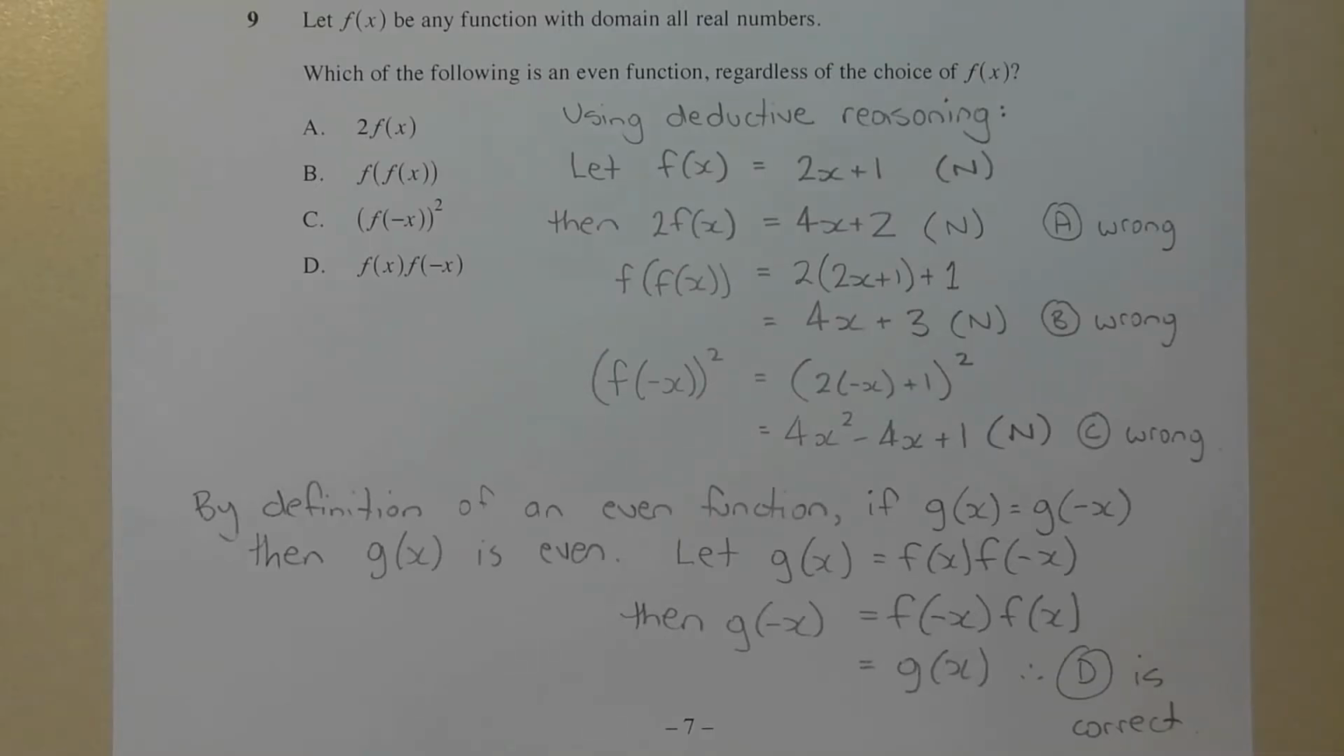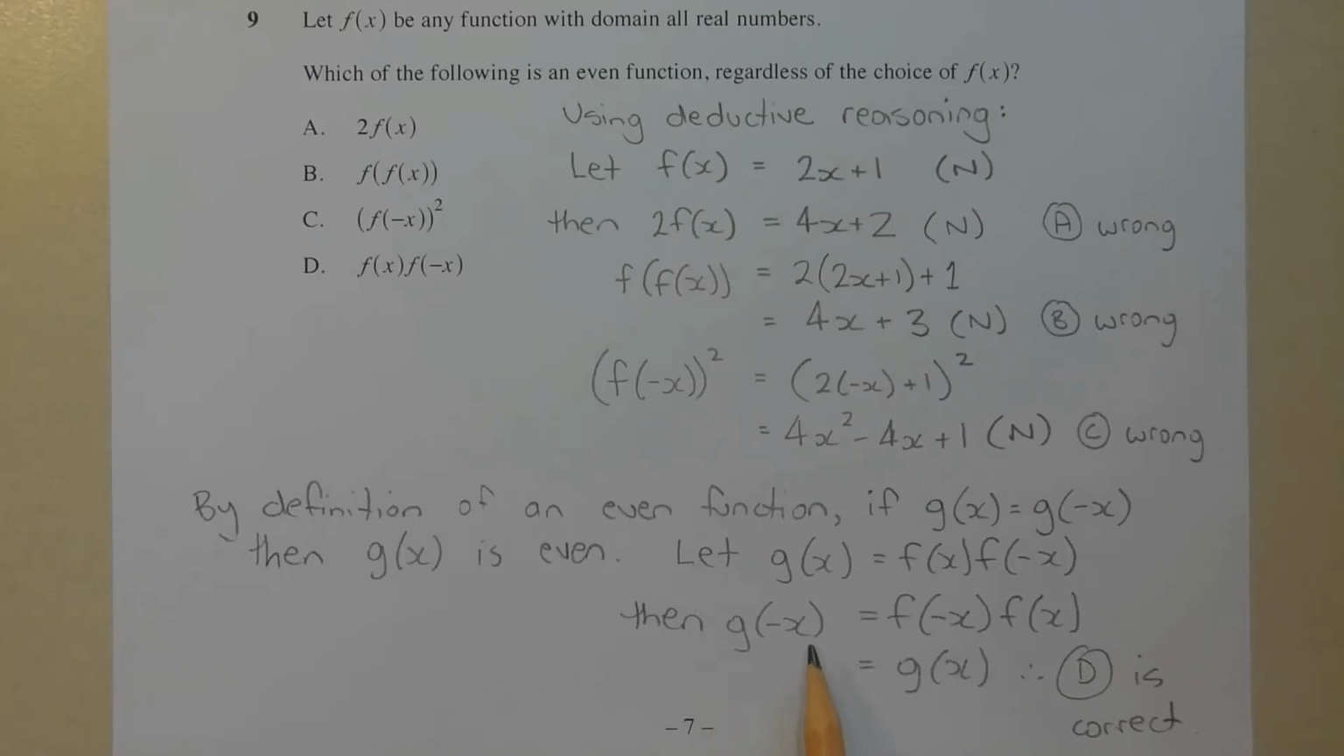The second way to answer this question is by definition of an even function. If g of x is equal to g of negative x, then g of x is even. From the options presented, option D looks most likely to be correct. Now we need to check that option D satisfies the definition of an even function. Let g of x equal f of x times f of negative x.